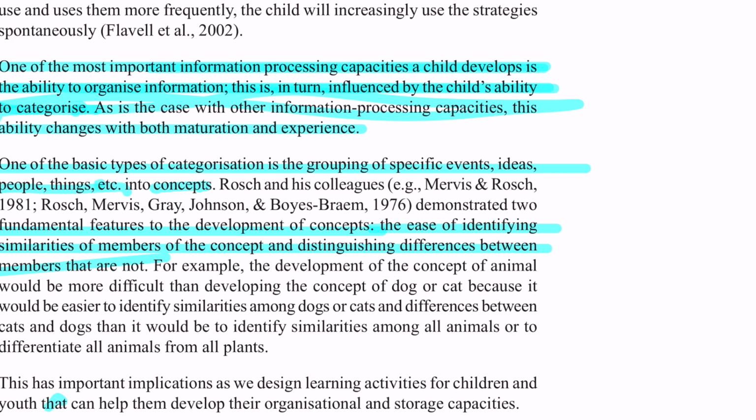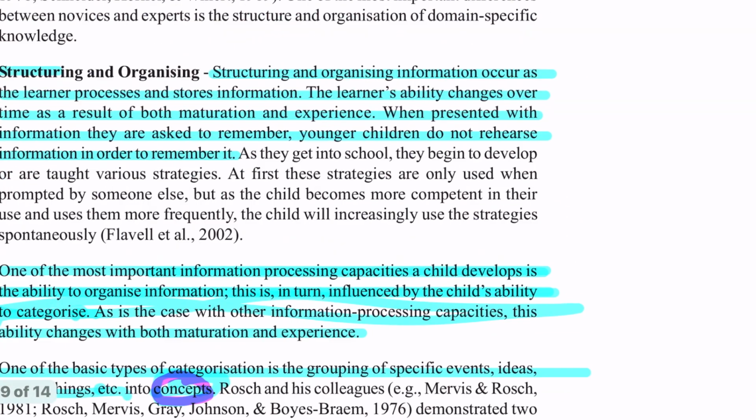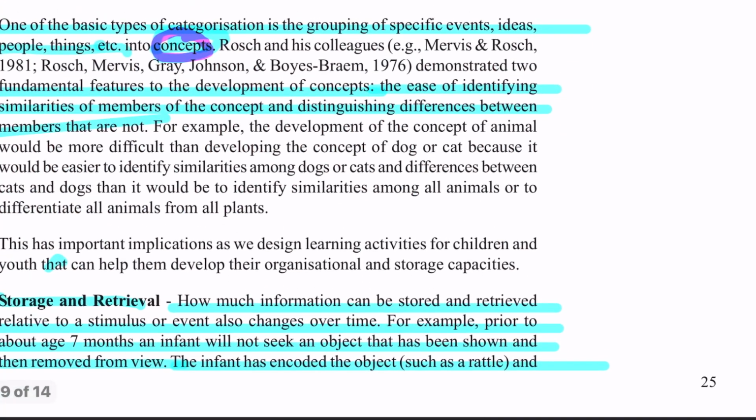Then one of the basic types of categorization is grouping specific events, ideas, people, things, etc. into concepts. I already told you about concepts. Concepts and schemas develop, and accordingly we store information, and we differentiate information from one concept to other concepts. So that is what you can call structuring and organization, which is very important.